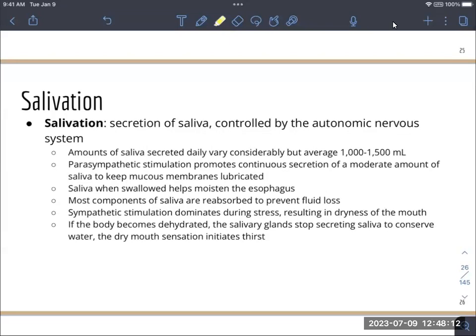When your salivary glands start to salivate or release saliva into the mouth, it is actually controlled by the autonomic nervous system. We can secrete up to 1,500 milliliters of saliva in a day. The parasympathetic nervous system promotes secretion of saliva.